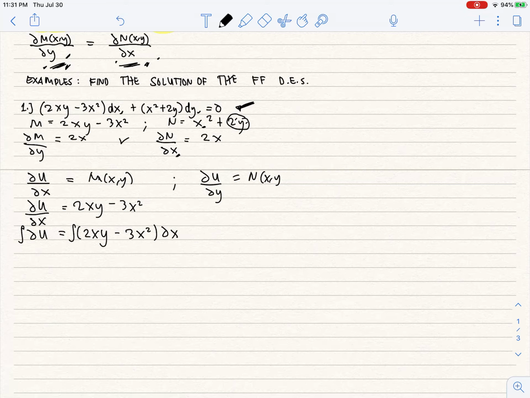So the partial integral of this differential is just u, di ba? So kumbaga murag na cancel out na siya. Then diri, we are going to perform partial integration with respect to x. So, makonsider ang y as a constant together with 2 sa first term.